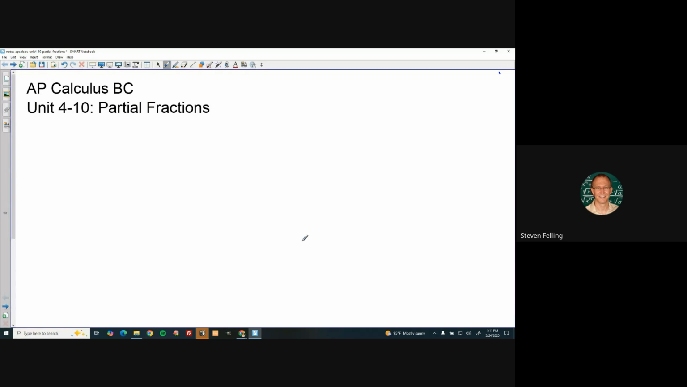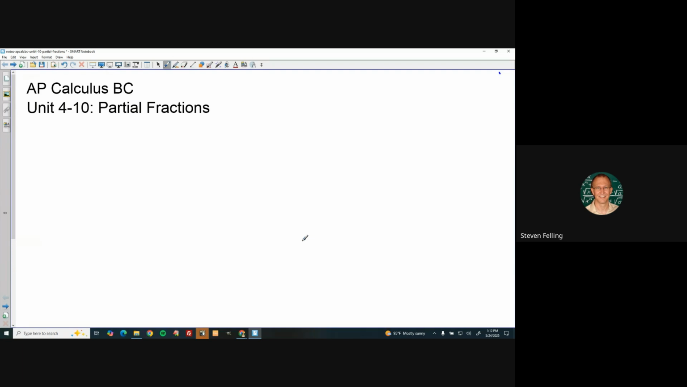It's found pretty much every year, I think, on the AP Calculus BC exam, and also we use it a lot in Calculus 3. So I would say this is probably the third most popular technique after u-substitution and integration by parts. Okay, let's take a look.